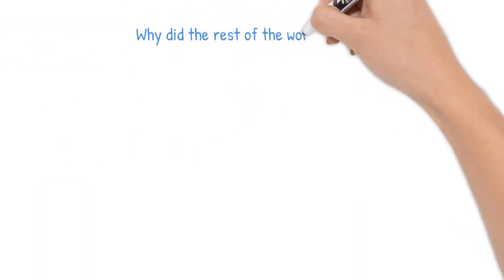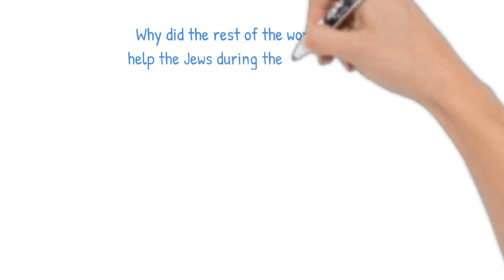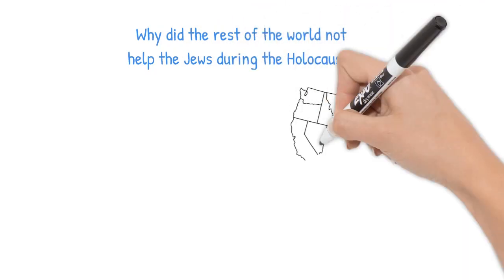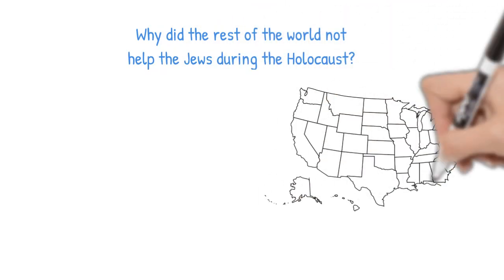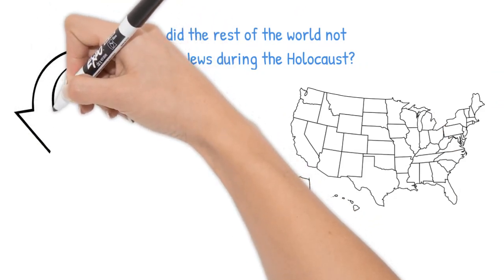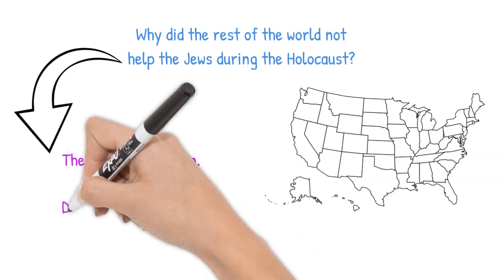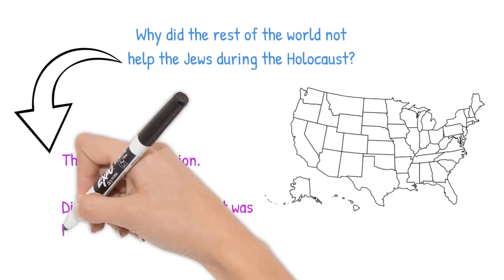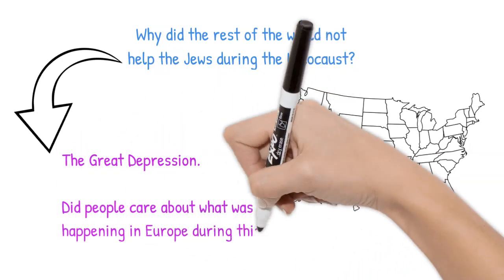So we're going to stick with the United States because for this lesson, that's probably what we're most interested in anyway. So what was going on in the United States at that point? The Great Depression. What could we ask about that? Did people care about what was happening in Europe at the time? Or were they more concerned about their own well-being? We'll come back to that.